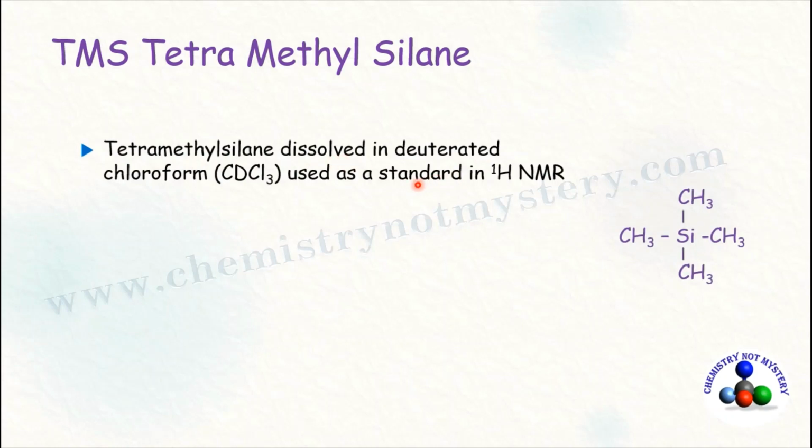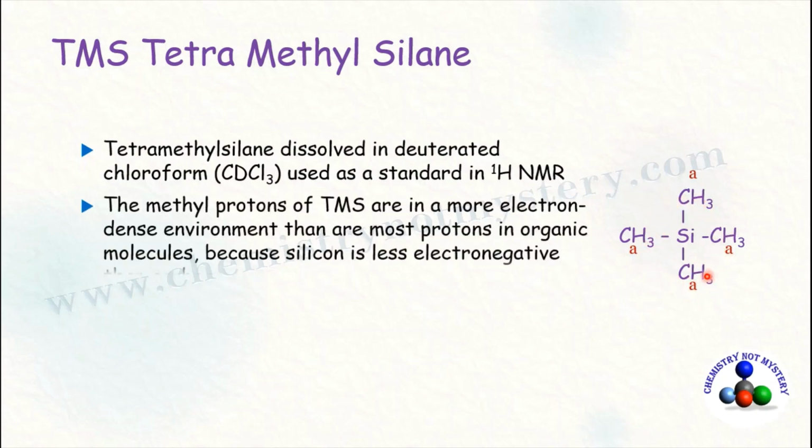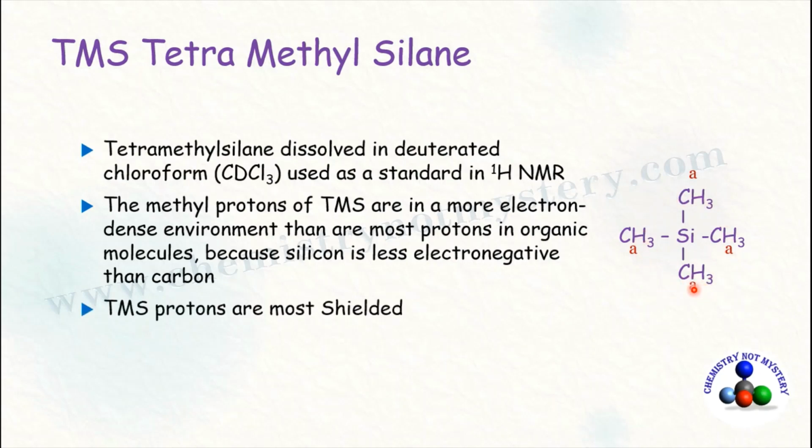Tetramethylsilane is used as a standard for proton NMR. It is used by dissolving it in deuterated chloroform. As deuterium is an NMR inactive nucleus, it doesn't give any signal. And all the protons of tetramethylsilane are chemically equivalent, so they will give just one signal. All these methyl protons are present in an electron-dense environment, as silicon is less electronegative than carbon. That's why all the methyl protons are the most shielded among organic molecules.